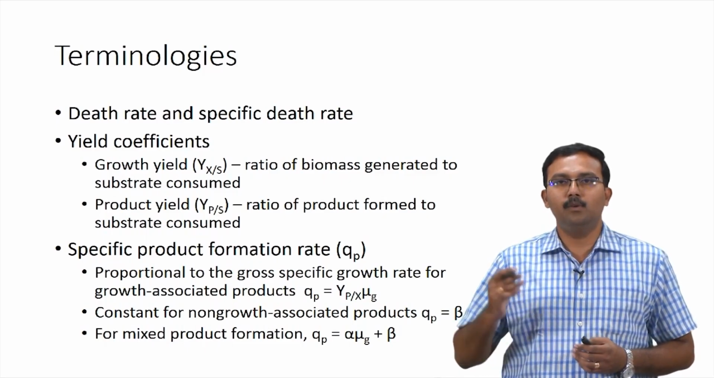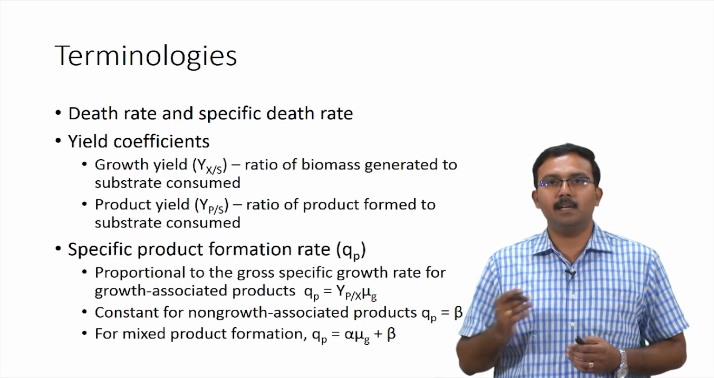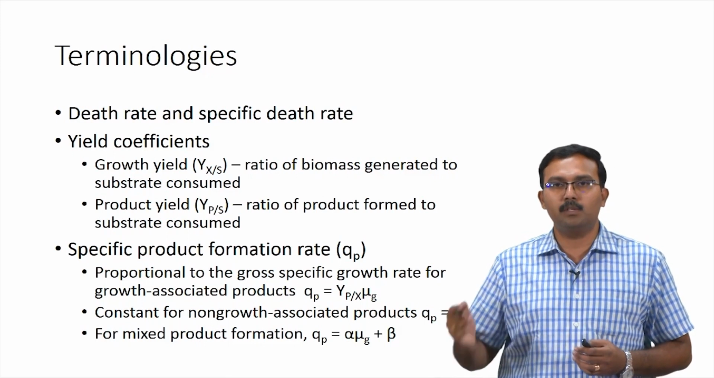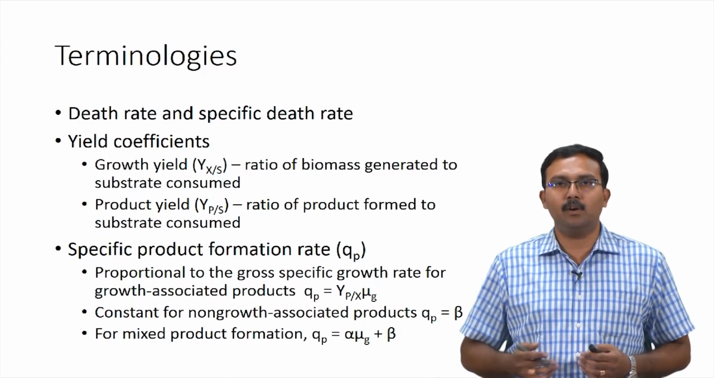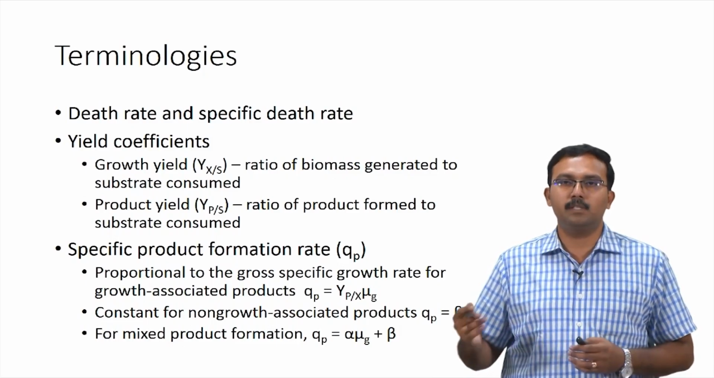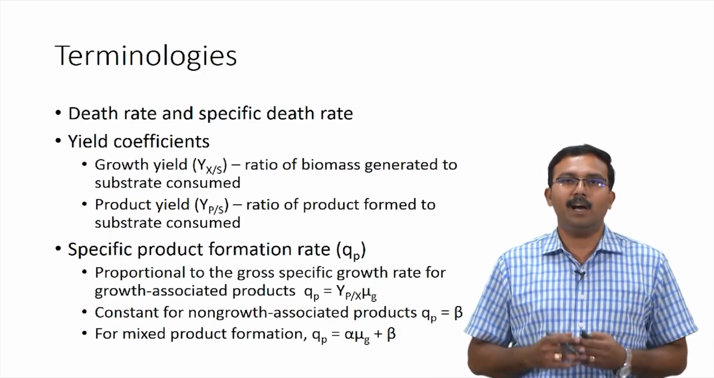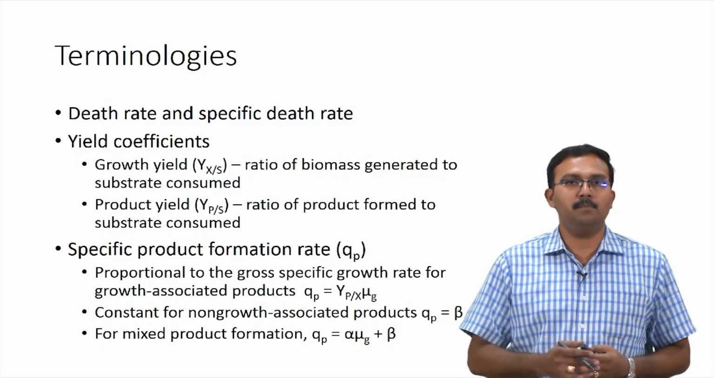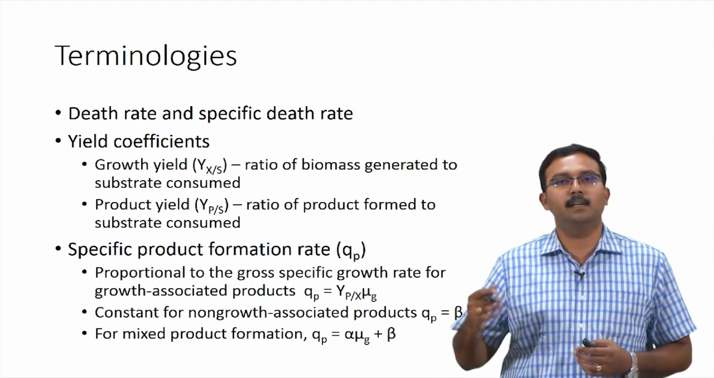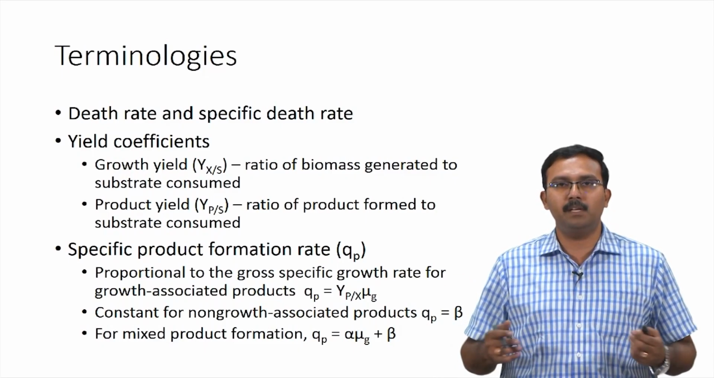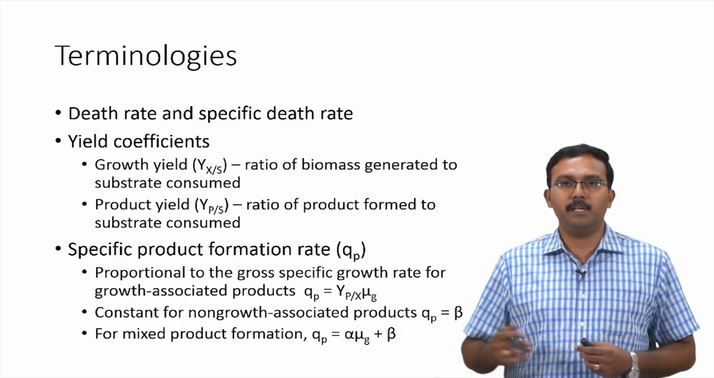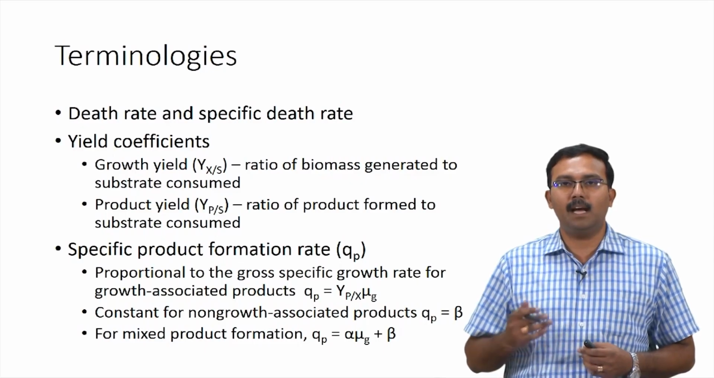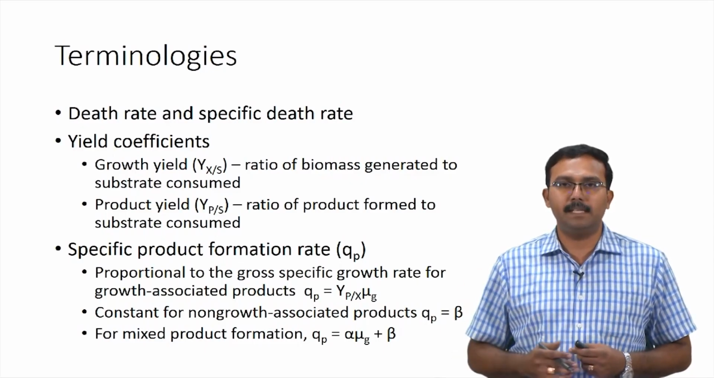Constant value of specific product formation rate will be observed for non-growth associated product formation. So that is why Qp would be equal to beta, a constant, for non-growth associated product formation. In case you have a mixed product formation where you have some non-growth associated products and some growth associated products being formed simultaneously, then the specific product formation rate Qp would be given as alpha mu g plus beta.